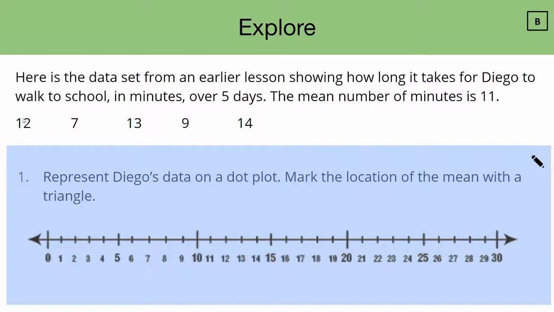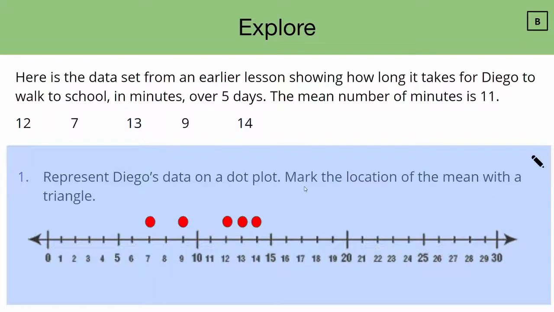Now the first data point here is 12. So we're going to put a dot for where there is a 12. The second data point here is 7. So we're going to put a dot on top of the 7. We have 13, so let's get a dot on top of 13. We have a 9, let's put a dot on top of the 9. And we have a 14, so we're going to put a dot on the 14. Excellent work.